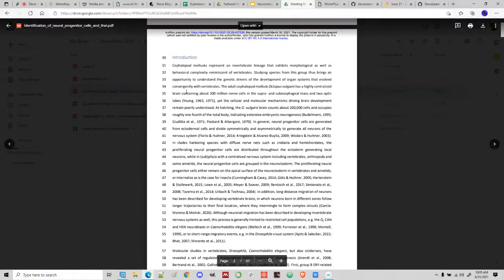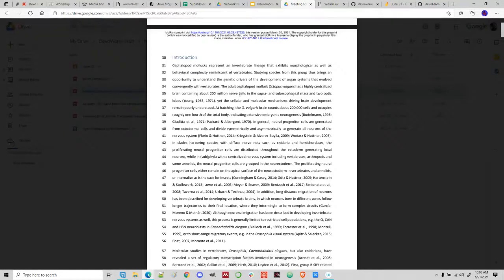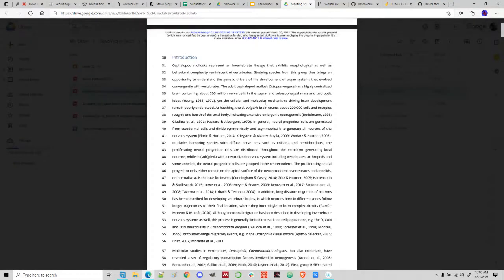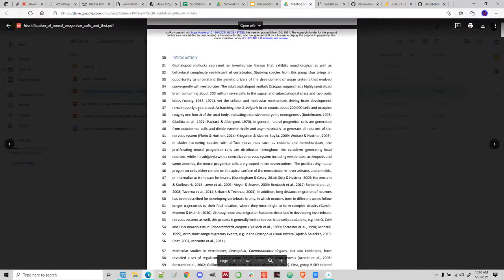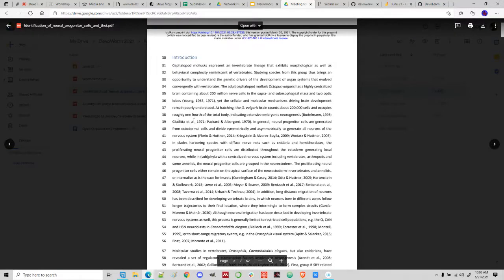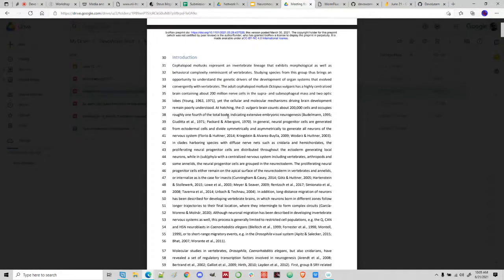It has a highly centralized brain containing about 200 million nerve cells in the supra- and subesophageal mass and two optic lobes. Yet the cellular and molecular mechanisms driving brain development remain poorly understood. So at hatching, which is when they are born, essentially, the O. vulgaris brain counts about 200,000 cells and occupies roughly 1/4 of the total body. So I guess this is body mass, indicating extensive embryonic neurogenesis.